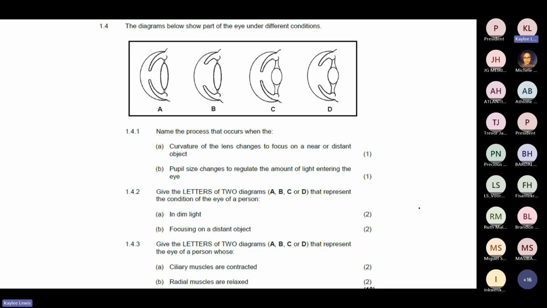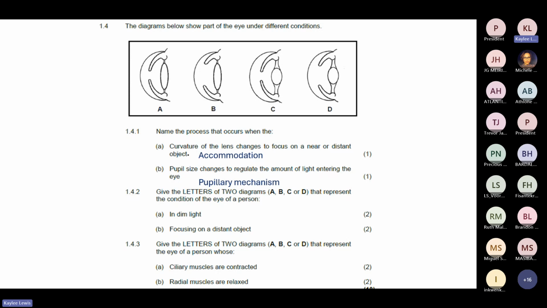I want to quickly go through this just so you can see how the questions can be asked, and then we're going to move on to questions in your workbook. All right, so this is showing the eye under different conditions. So we've got A, B, C, and D. The first question says, name the process that occurs when the curvature of the lens changes to focus on a near or distant object. So anything to do with the lens changing, that would be accommodation.